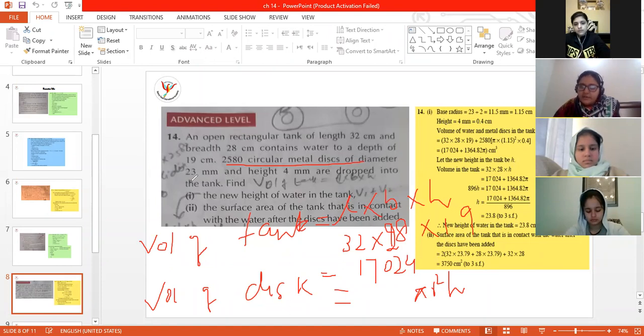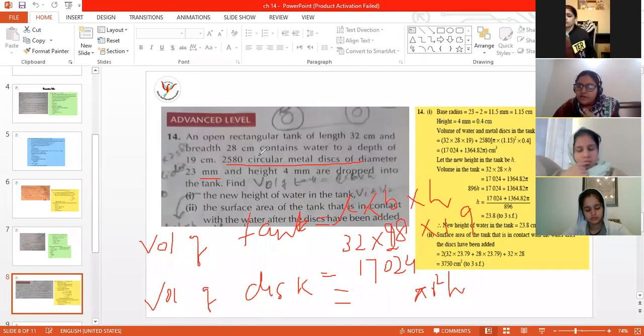The diameter is 23 millimeter. What will be its height? Oh, sorry. What will be its radius? The half of the diameter. But one more thing should be very clear, that this diameter is in millimeter and this height is also in millimeter, but the other things were in centimeter.